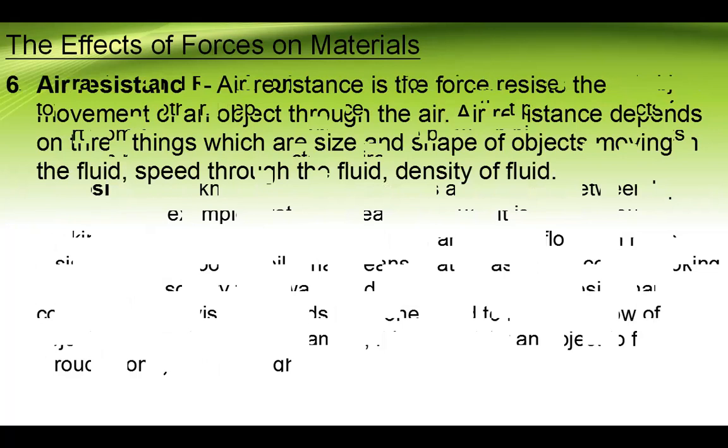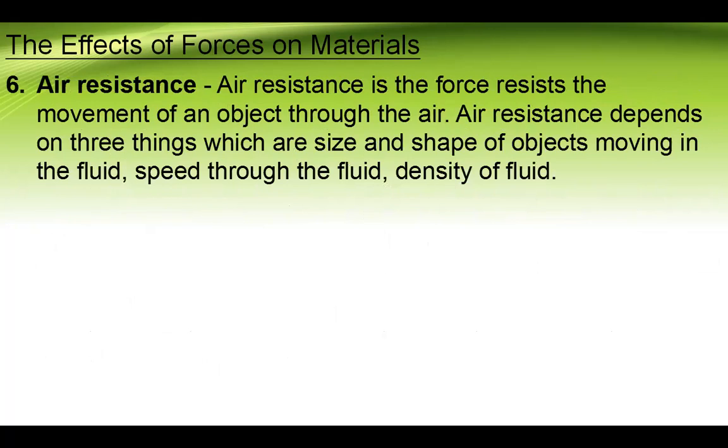Moving on, talking about the effects of forces on materials, we will see air resistance. Air resistance is the force that resists the movement of an object through the air. This can be seen, for example, in the flying of an electric train or an aeroplane. Air resistance depends on three things: the size and shape of the object moving in the fluid, the speed through the fluid, and the density of the fluid. So this shows the relation of the movement of a body through the air. That resistance between these two is what you get as air resistance.